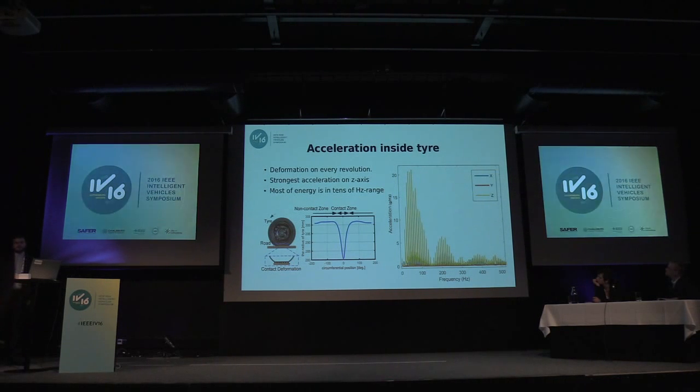To design the system, we looked at the acceleration profile inside the tire. We had an accelerometer on the inner surface of the tire, and measured the G forces it would encounter. As expected, most of the energy is in the G axis towards the center of the tire, and the energy is in the few tens of hertz range, which might be relevant if the harvester is using some sort of resonance to produce the power.